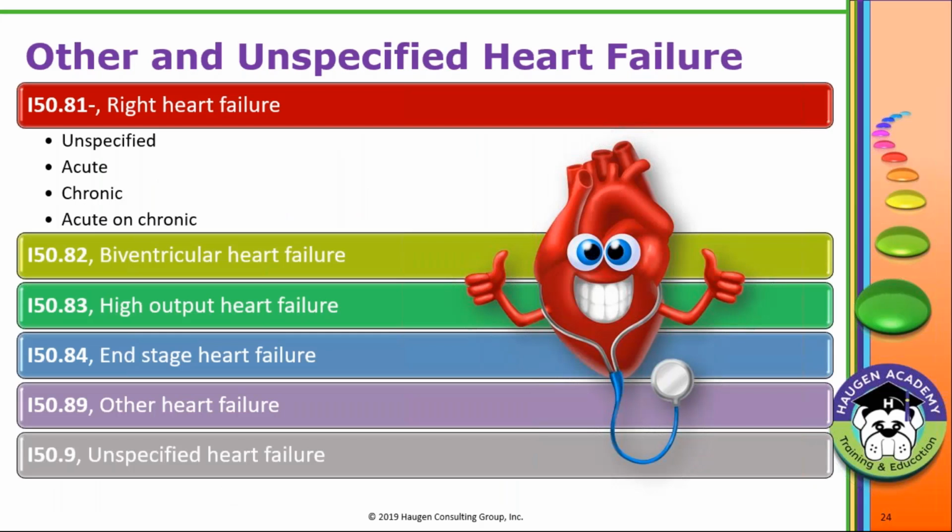As for other types of heart failure, these are codes that were expanded a couple of years ago, and they expanded the right heart failure codes to kind of mirror the left side. Not as far as the systolic and diastolic, because that's a left heart thing, but as far as acute or chronic or acute on chronic, we're able to report those for right heart failure now. We also have a code for biventricular heart failure, high output heart failure, end-stage heart failure, which is something that we've never been able to report before. And then, of course, as with everything else in ICD-10, we have our other and unspecified codes.